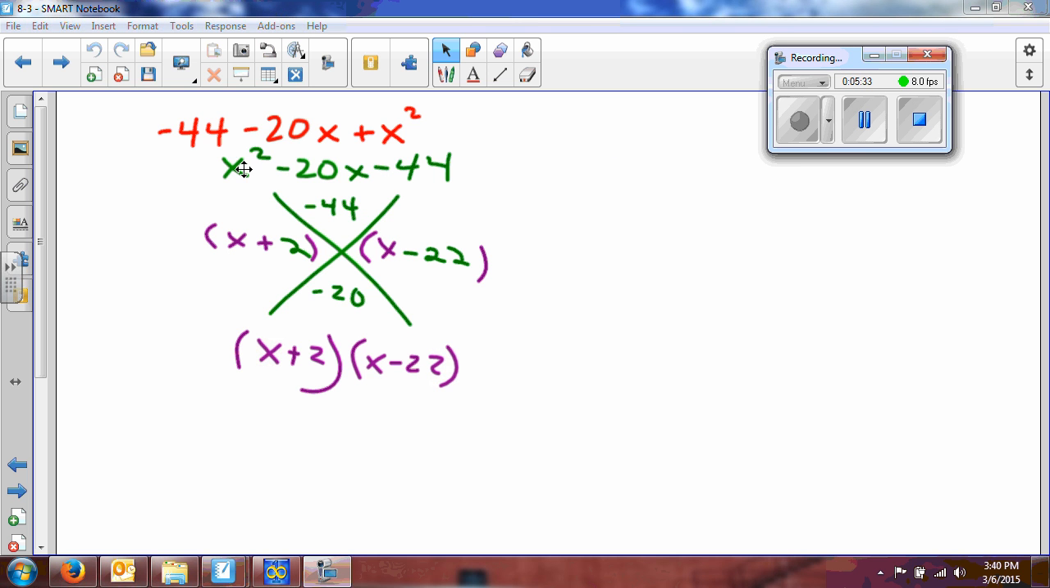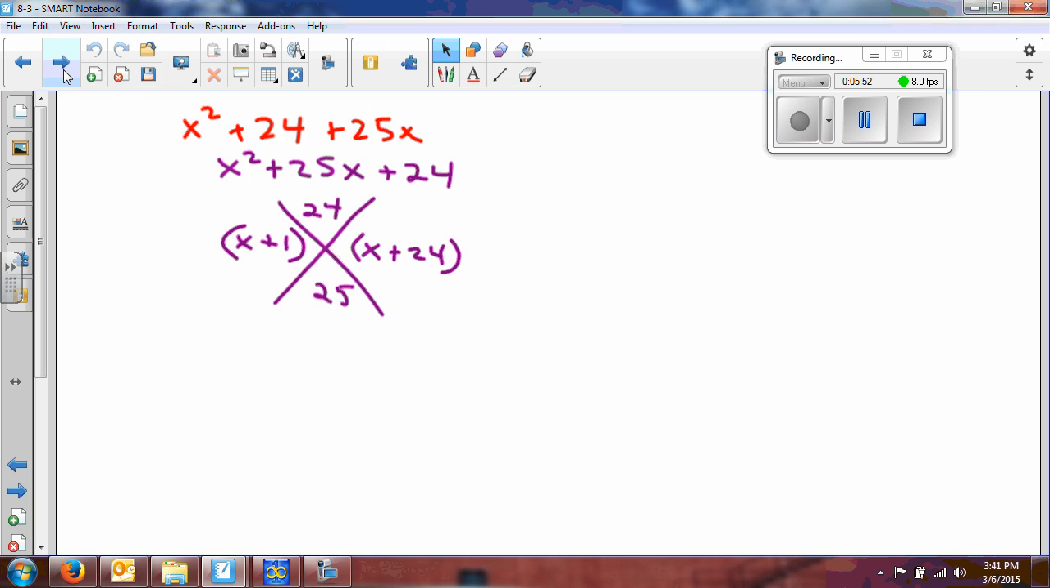Alright, so after we reorder, negative 44 on top, negative 20 on bottom, we get 2 and negative 22. Multiply there, add there. So we just throw the x's, x plus 2, x minus 22. Once you find the two numbers, you're really just throwing the x in front and turning it into something that we would be able to FOIL later on.